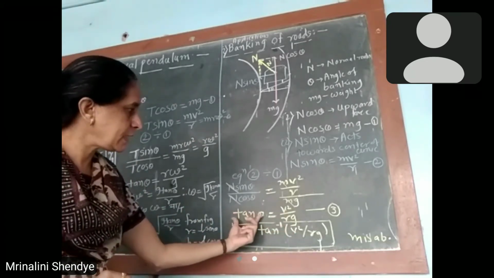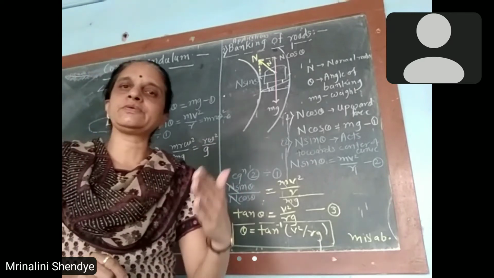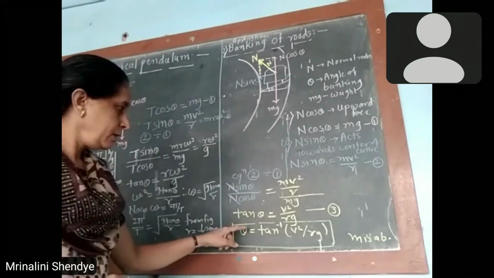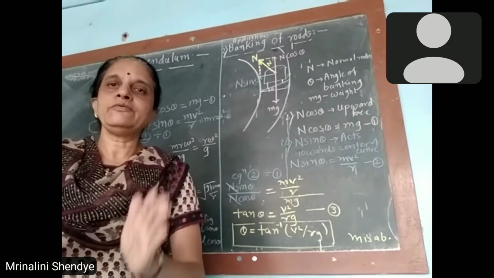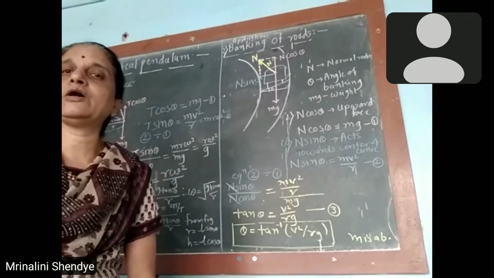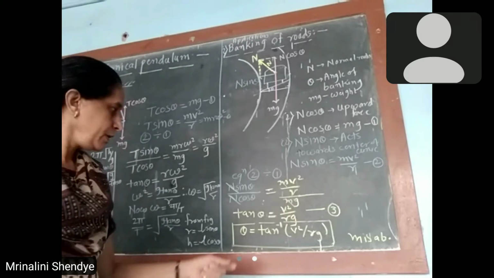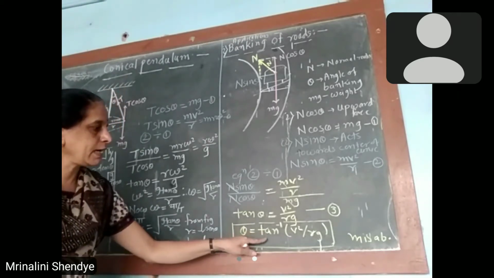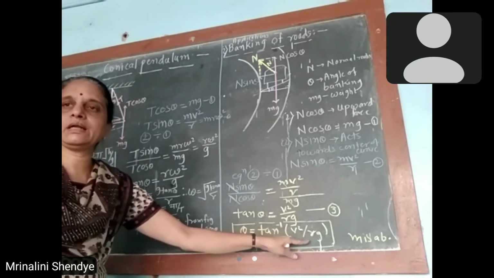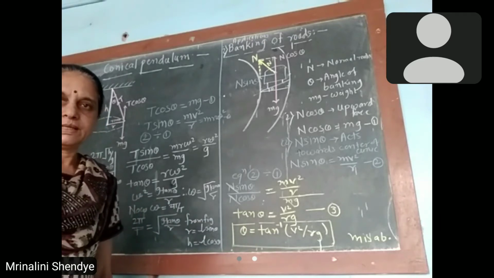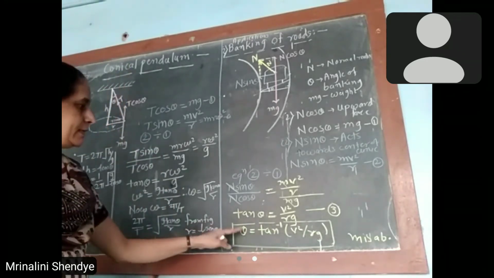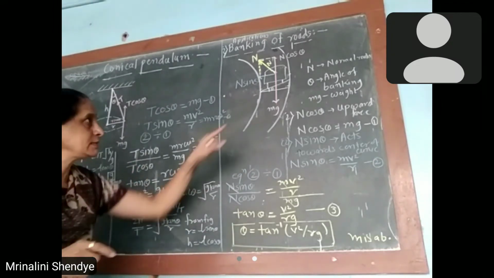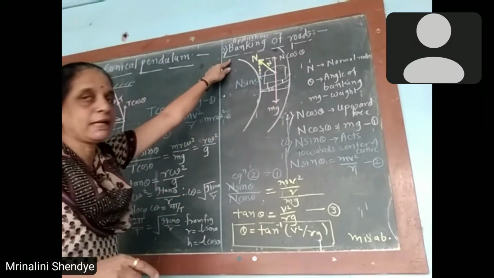So tan theta is equal to v square upon rg. By using this equation, I can find out the angle required for safe driving. Theta is equal to tan inverse of v square upon rg. Is it clear? The inverse factor we can take there. And that's why this angle theta is called the banking angle.